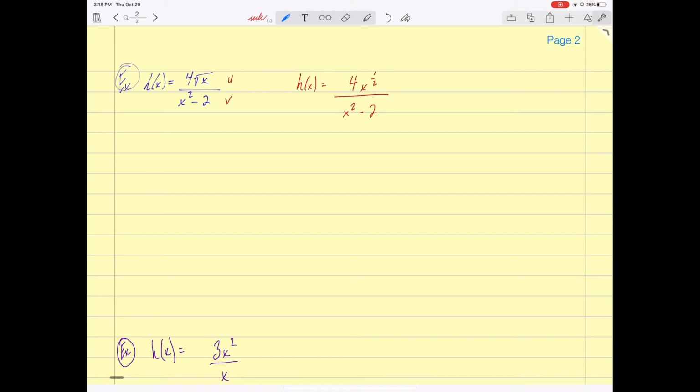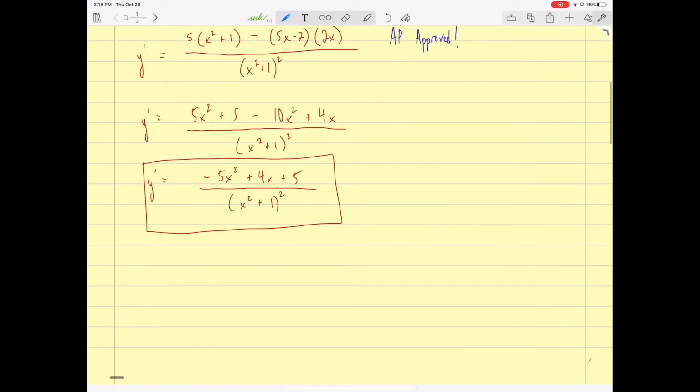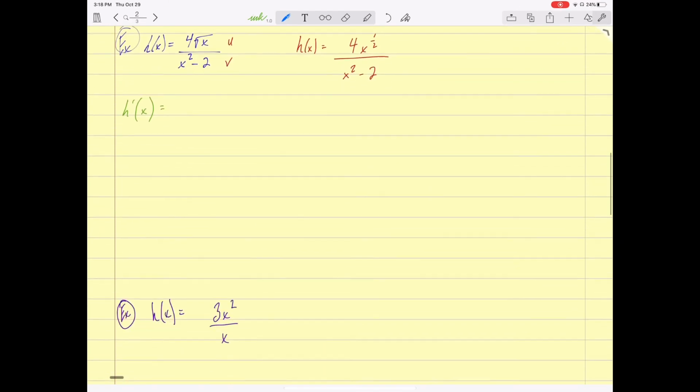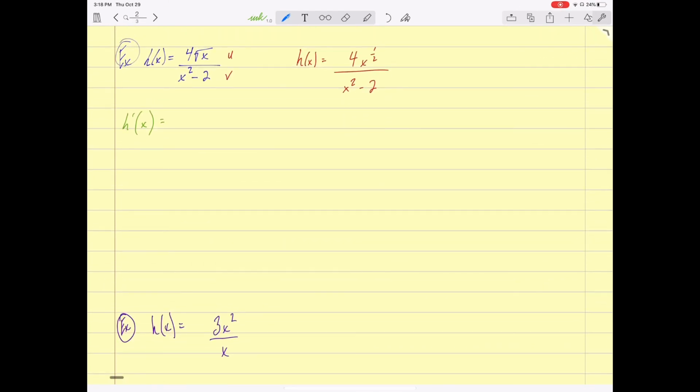And now let's do our h prime. Use a different color because I'm bored. H prime of x is going to be u. Let me double check that. Make sure, it's u prime. At first, when you do these, you're going to want to check the rule every time just to make sure you're writing it out correctly.